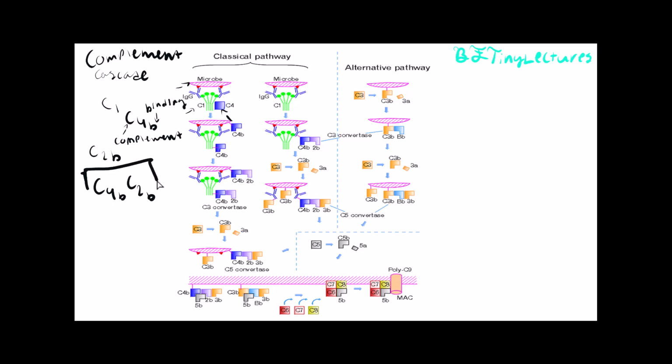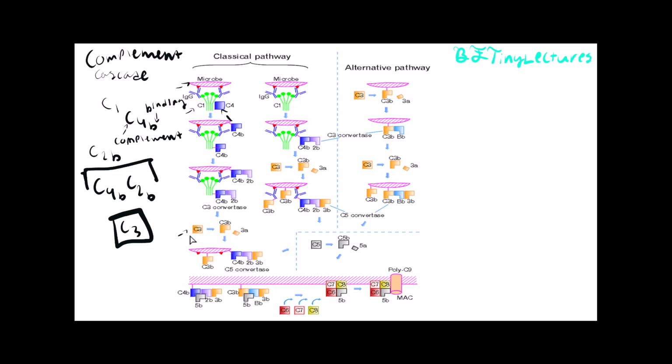They are going to stick together and create something called the C3 convertase. So together they make something called a C3 convertase, and let's give that a shape, because if we don't give it a shape, we're going to be very confused. So we're just going to call this shape C3. And again, this little square, the C3, is on the surface of the pathogen.